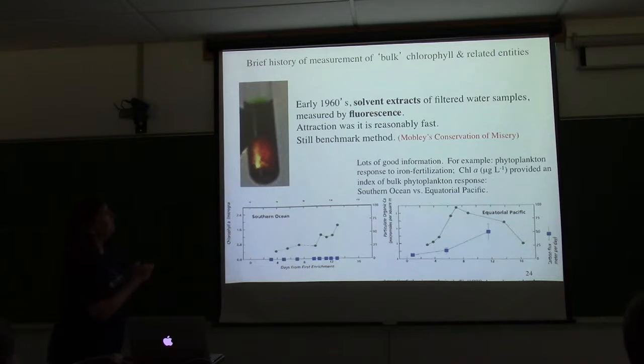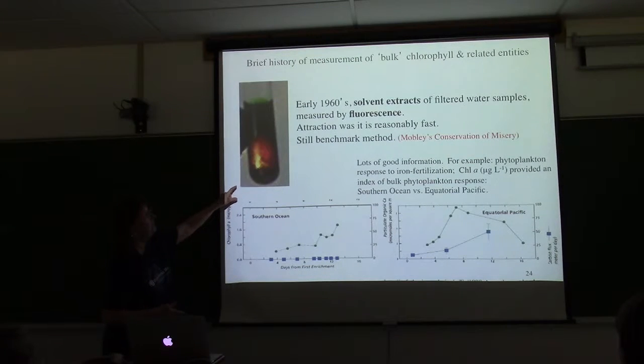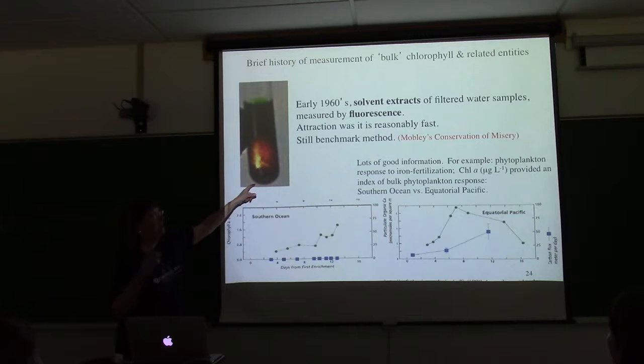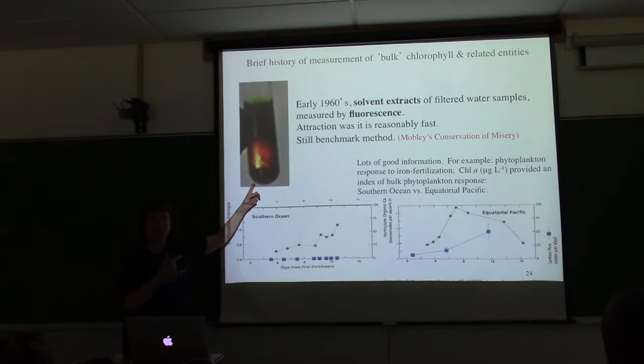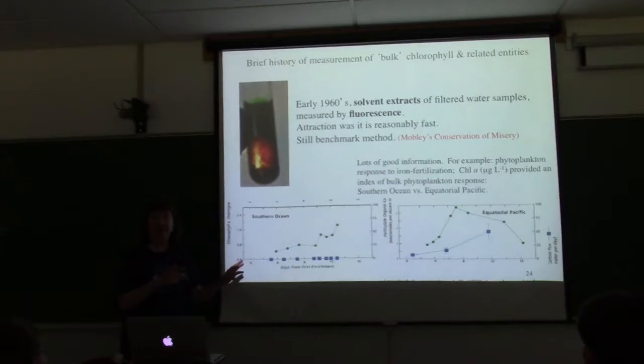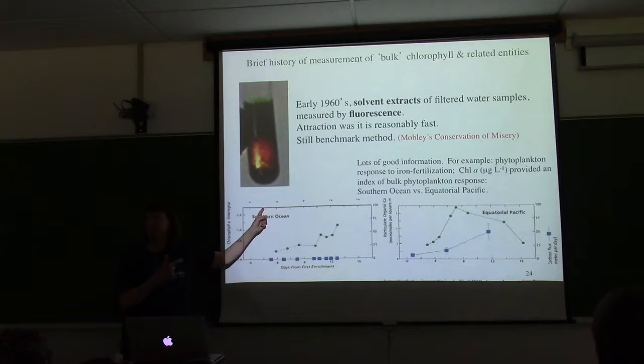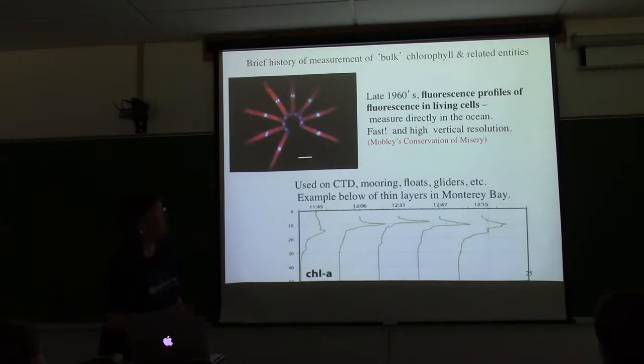So the next advance was in the early 60s, taking that filter and throwing it in acetone and then measuring the fluorescence. And so that was much, much faster. And in fact, if you look today, here's the Southern Ocean iron enrichment experiment. You will see this method is really commonly used by most oceanographers. Now, it may not be good enough for NASA, but I'm going to tell you that 98% of the papers that measure chlorophyll will measure it this way. And we're going to do some comparisons with a couple of different techniques with that methodology.